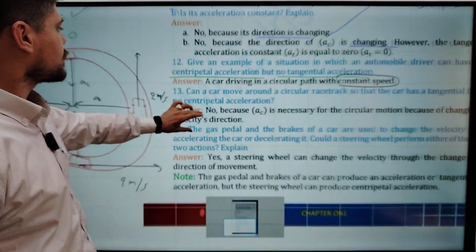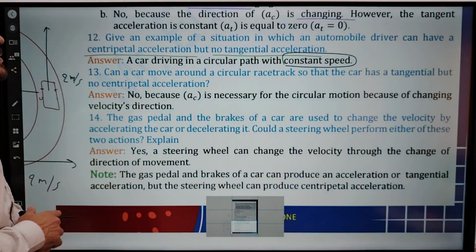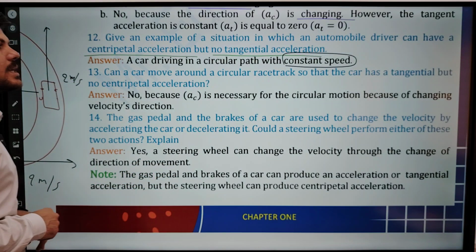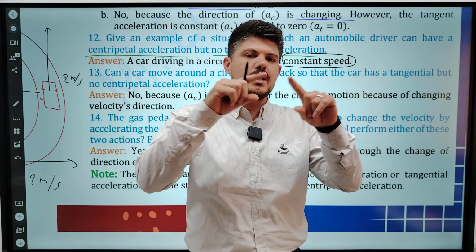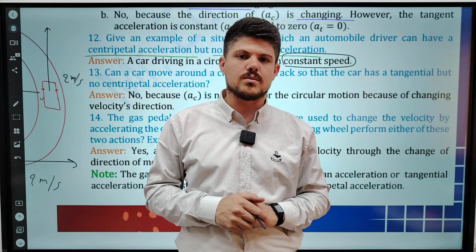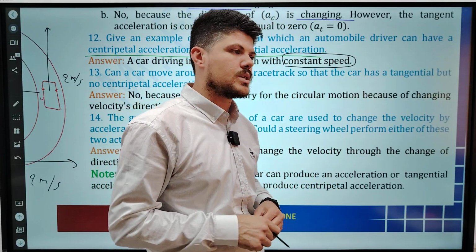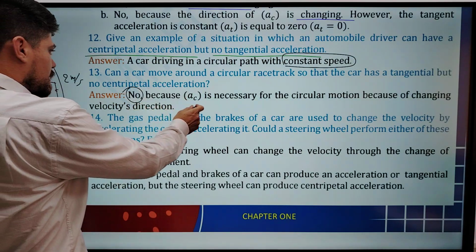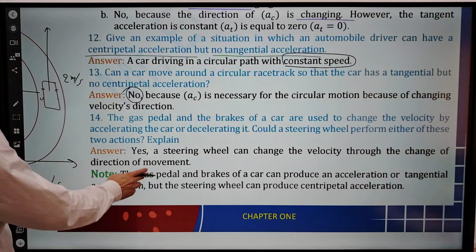Question 13. Can a car move around a circular racetrack so that the car has tangential but not centripetal acceleration? Is it possible for a car moving in a circular path to have tangential acceleration but no centripetal acceleration? No, this is impossible. We don't have this case because every circular path requires a centripetal acceleration. So the answer is no, because centripetal acceleration is necessary for circular motion because of the changing direction of velocity.